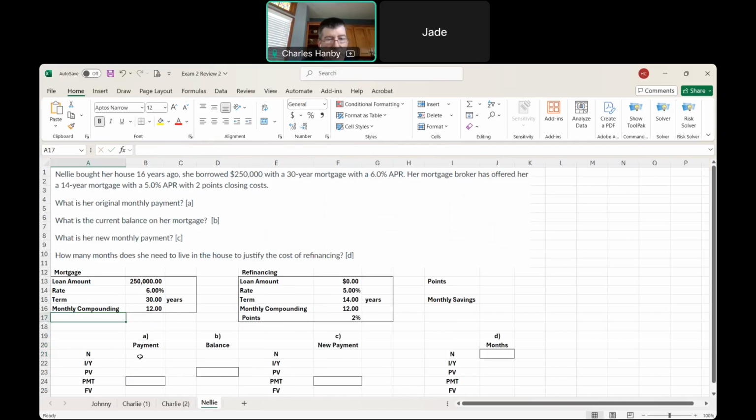So next we're going to do mortgage refinancing. So you calculate the payment and the balance just like we did in the previous question. And then we have to calculate the new payment based on the outstanding balance and the new rate. And then in this last part, we calculate the points in the monthly savings and determine how long you need to live in the house to justify the refinancing.